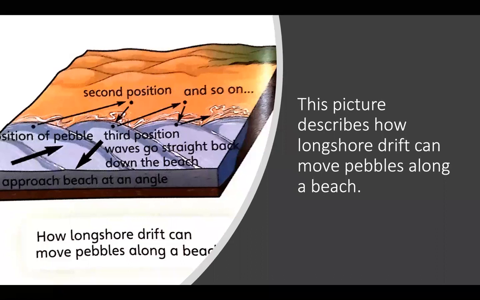In this diagram, you'll all find it on page 32. This picture describes how longshore drift can move pebbles along a beach. Okay, so it shows you the arrows and where the positions are, and how the approach to the beach is at an angle. And you can look at this further on page 32 and understand it even more.